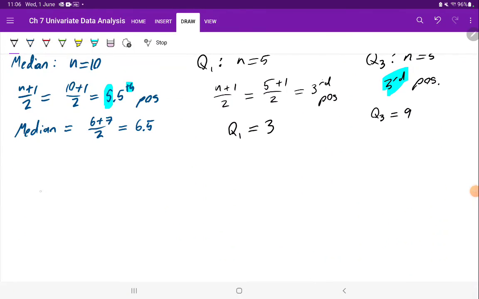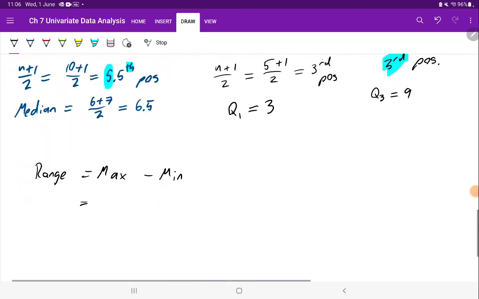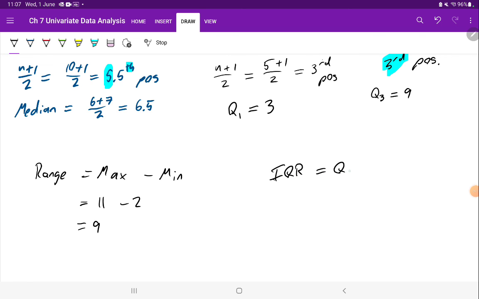Range, max take min. What was the max and min? Well, I remember the min was 2, but what was the max? 11? Yeah, so 11 take 2 is 9. And for the IQR, it's going to be Q3 take Q1. 9 take 3 is 6. And generally speaking, your range should always be a little bit bigger than your IQR, sometimes a lot bigger, sometimes not as much. It just depends on the data set itself.